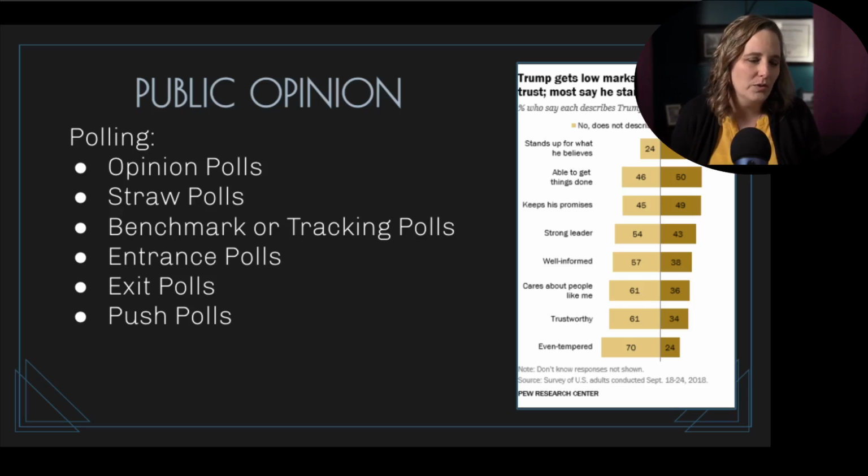Then there are push polls. Push polls are a little bit different. Push polls are politically biased campaign information that are presented as a poll in order to change minds. Push polls are not meant to gather information. Push polls are meant to push information out.